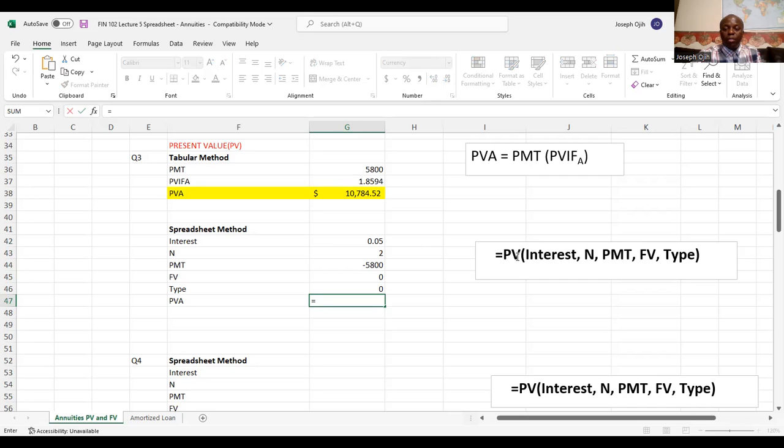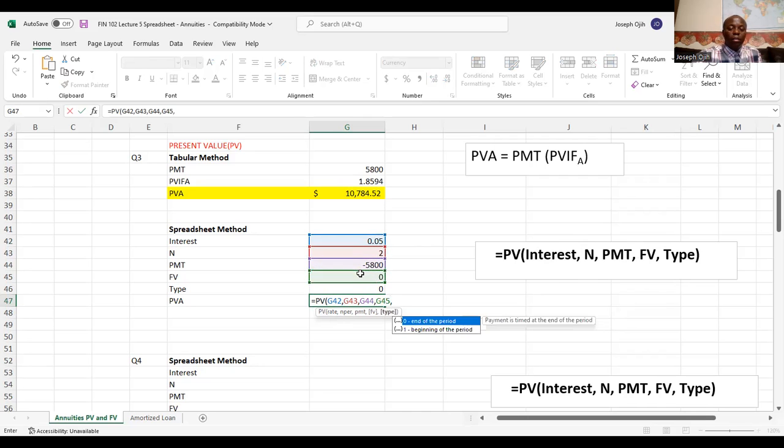So equals present value, PV. Remember the formula is right here: PV, interest, number of periods, payment, future value, type. Present value is PV, opening parenthesis. You can see the rate here. Click on it, comma, number of periods, comma, payment, comma, future value, comma, and type. You can see the 0, end of the period. Type is 0. Close it, and that'll give you the answer.